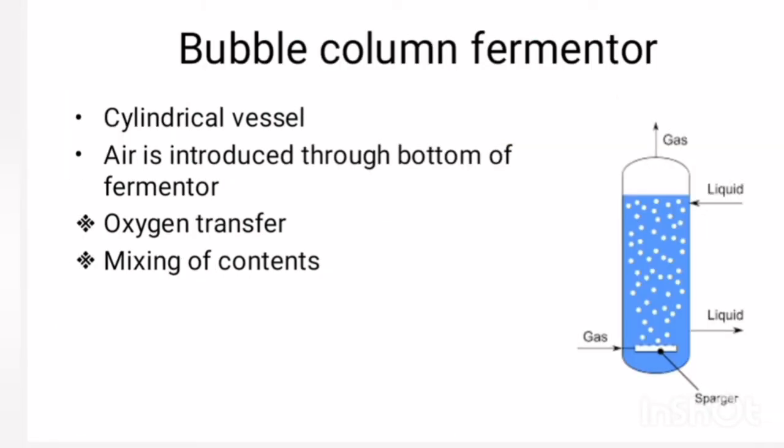Then we can discuss bubble column bioreactor. The air is introduced through the bottom of the fermenter. The airflow provides oxygen transfer and mixing of the contents. Bubble column bioreactor is a cylindrical vessel. The air is introduced through pipes or plates. So the air is introduced through the bottom of the fermenter.